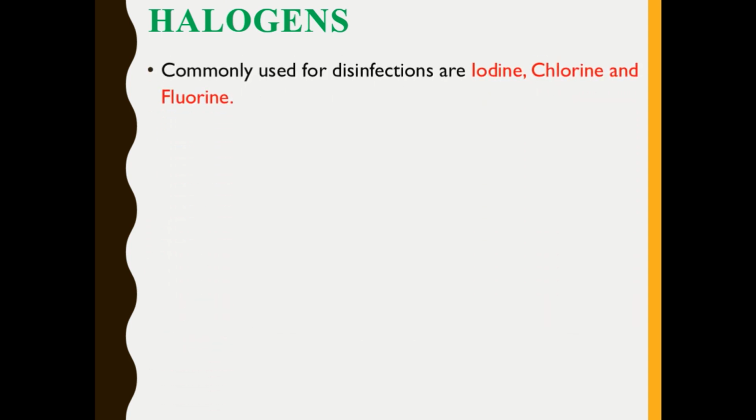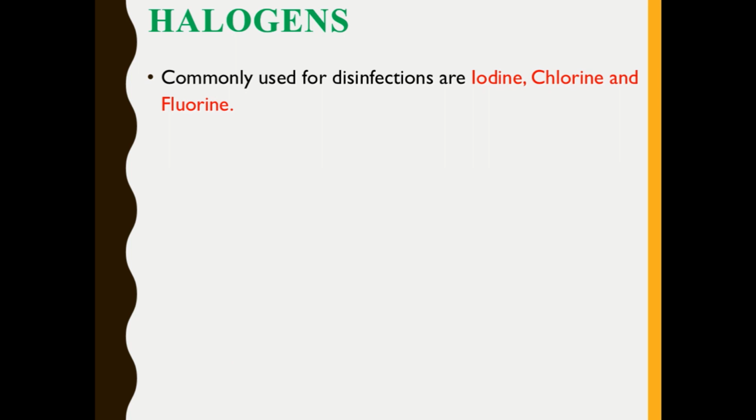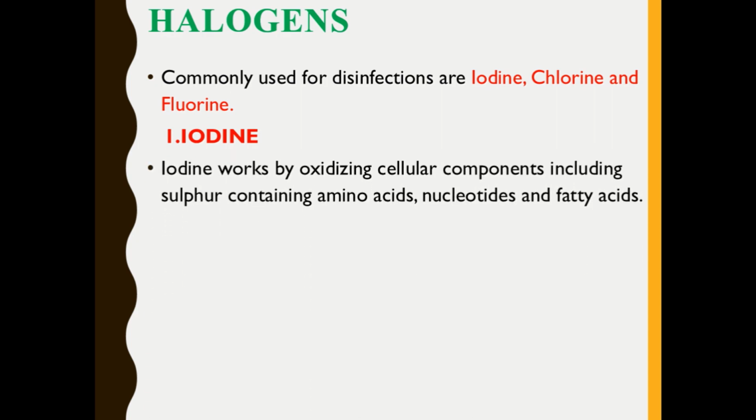Let us start with the next chemical agent, that is the halogen. It is the most widely used disinfectant nowadays and commonly used for disinfection. Among the halogens are iodine, chlorine and fluorine. Although in some books fluorine is not mentioned, it is also in common use. First we will see about iodine, which is the most commonly used disinfectant, and we are using it commonly as an antiseptic.